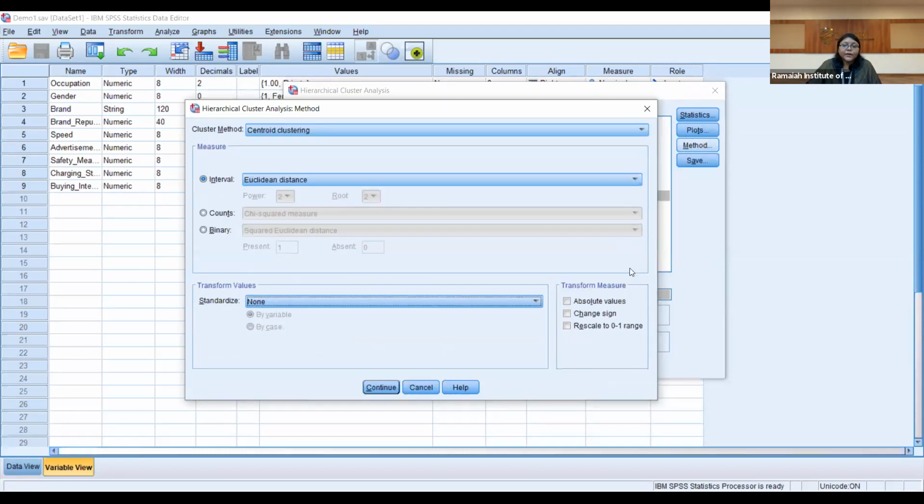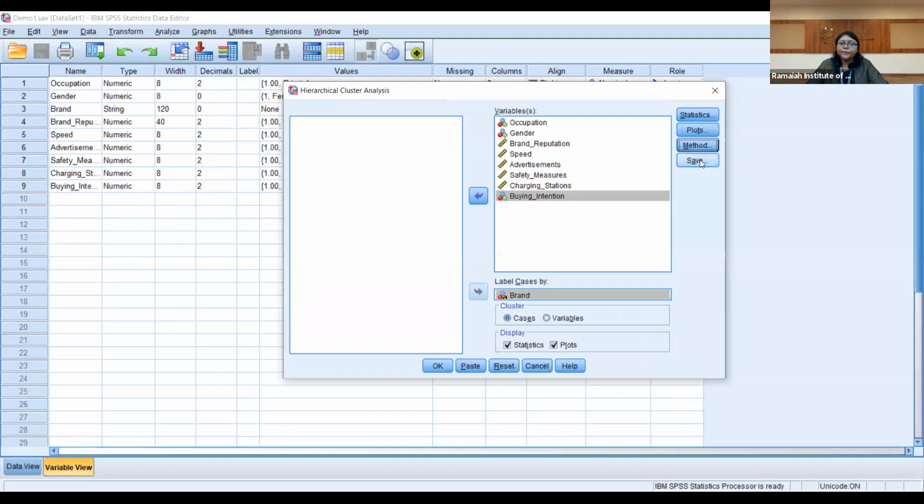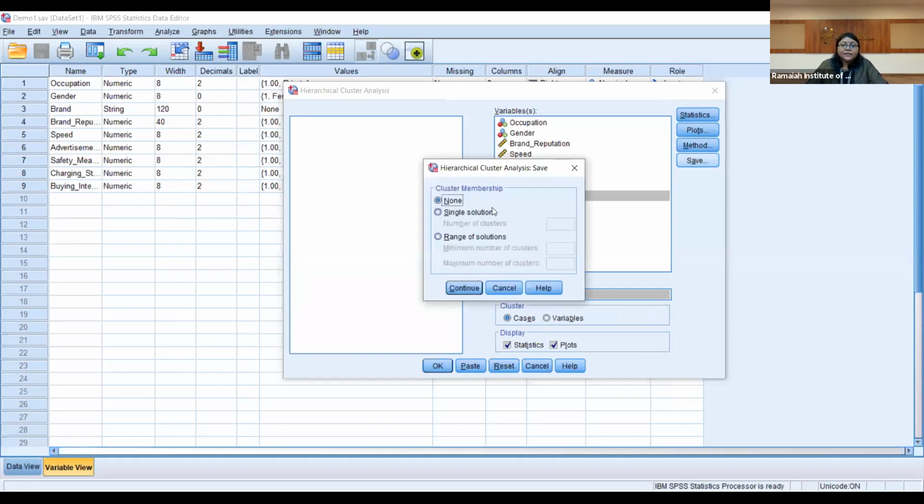Now along with this, you can also check whether you want to check with absolute values or you want to change the sign. If it is negative, you can make it positive, or you want to rescale into 0 to 1. So based on your requirement, if your data is different, then you can go ahead with all these things. Then we click on continue. And the next one is save. In the save option, what it will do is, again it will add few of the columns to your data set.